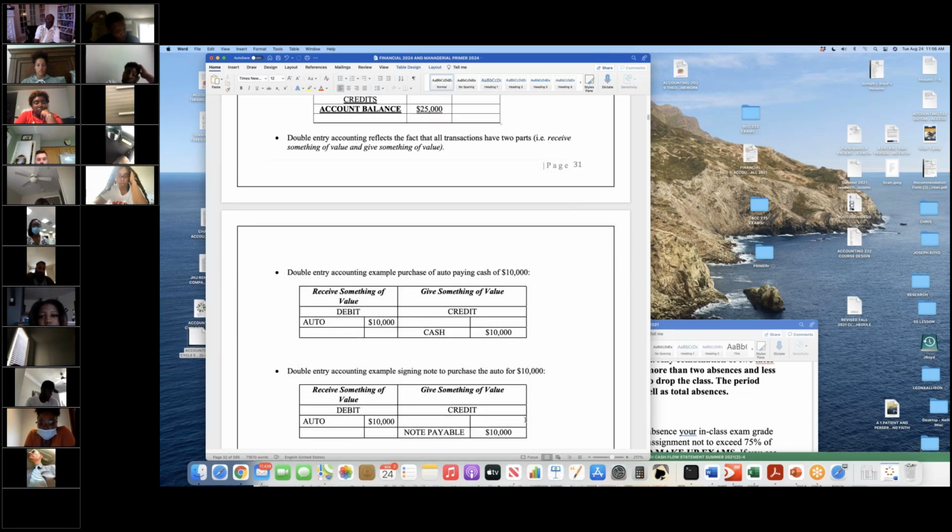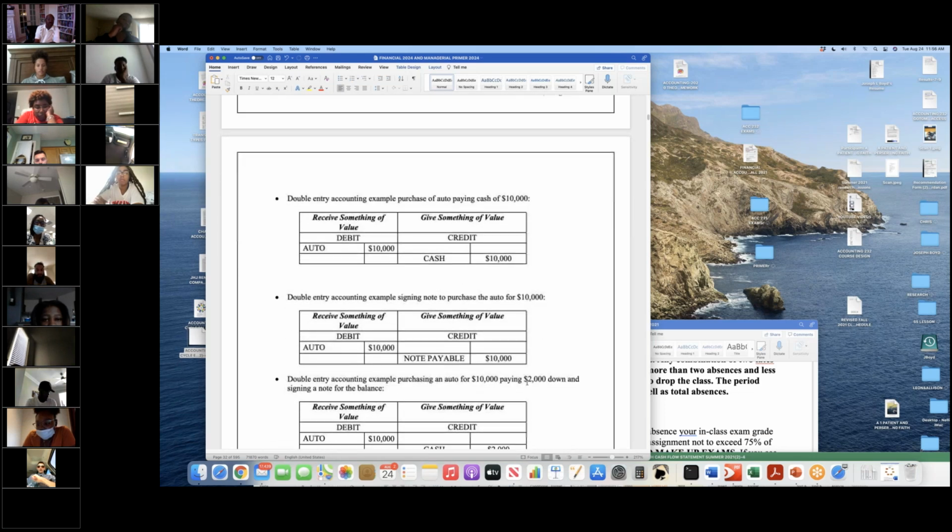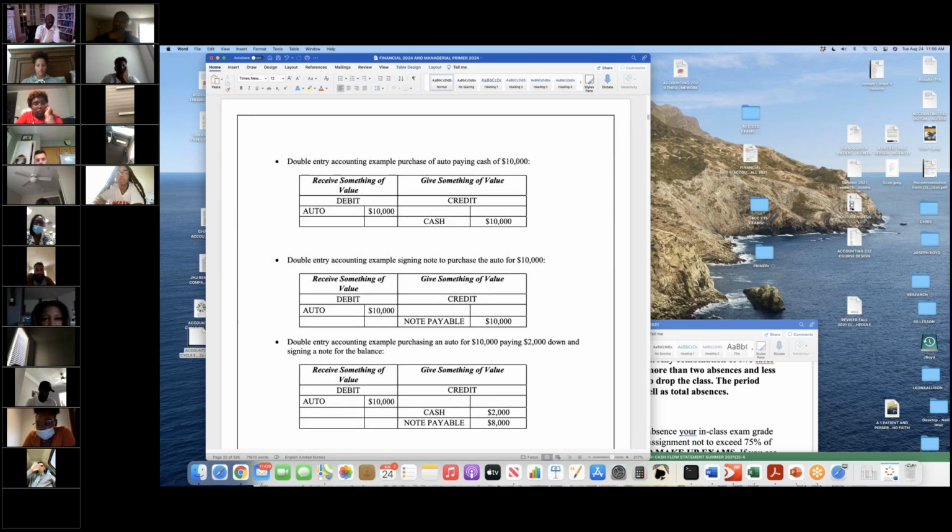In the second scenario, we gave a note to buy the car. We debit Auto, but now we're going to credit notes payable. So same Auto, but the way we purchased it was a different way. And finally, we paid $2,000 down and gave a note for the balance. Debit Auto, credit cash, credit notes payable.